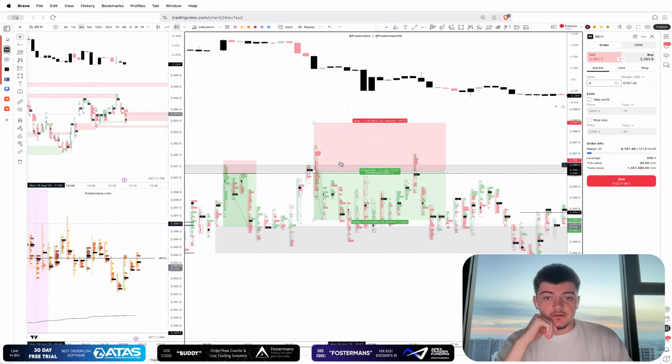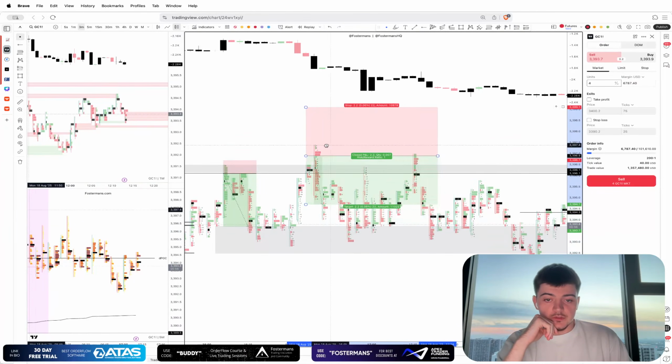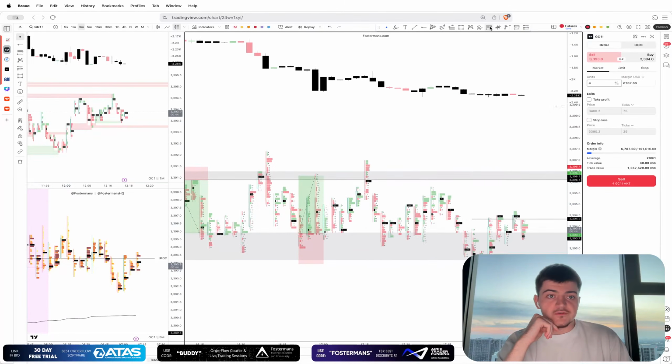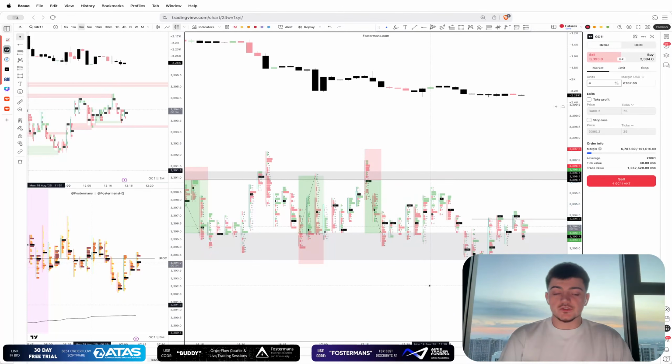So right around here, there was no real trade. But then an easy trade right here. Stop loss just outside here, TP right here. They're my favorite types of trades. Stop loss one tick above, TP right here. So there's really nice range trading from it.